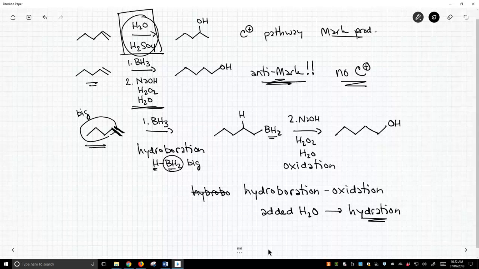There are times when you want to get the anti-Markovnikov product, but you can't. So here now we have an option. If we want to make the anti-Markovnikov alcohol, we can do that. Or, of course, we can use acid and water and get the Markovnikov product. So this is a way we use multiple ways to perform reactions, because sometimes we can coax them into getting different products. In this case, different regioisomers of our alcohol product.